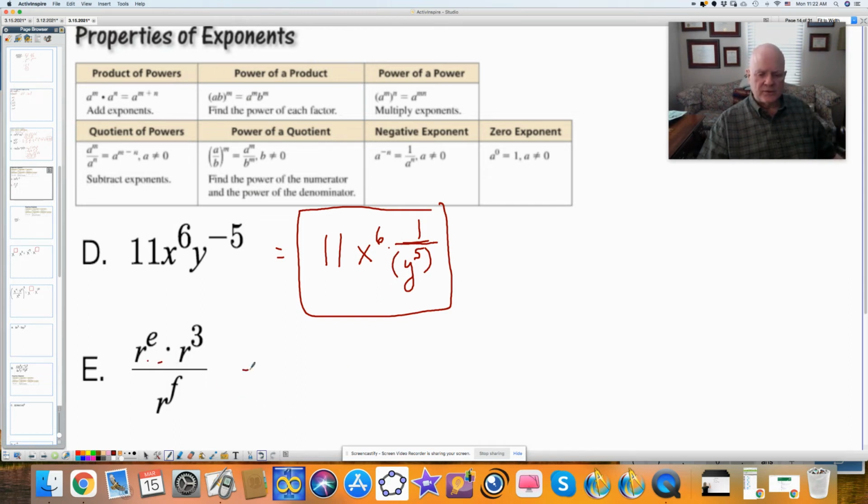Here, we have the same base each time, so I'll add the ones on the top, and I'll subtract the one on the bottom. It's this rule and this rule.